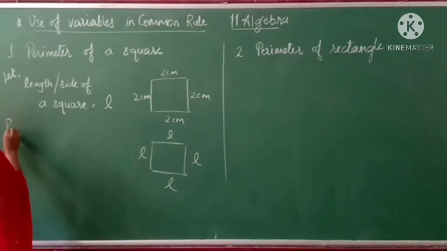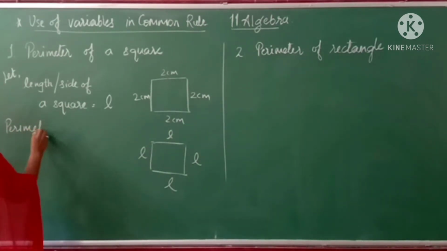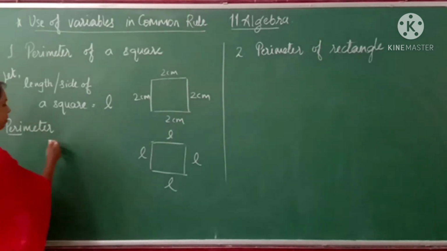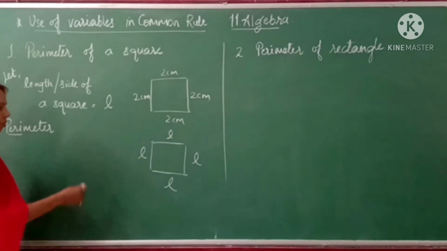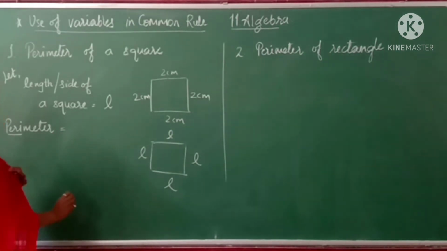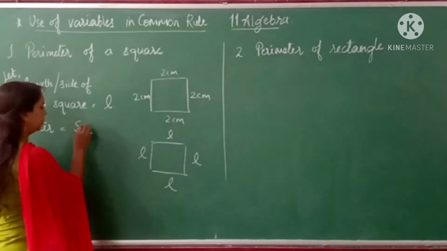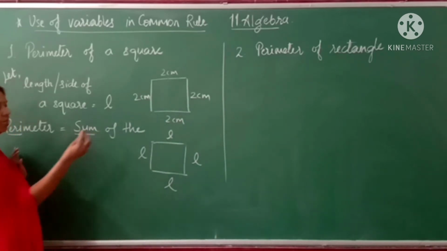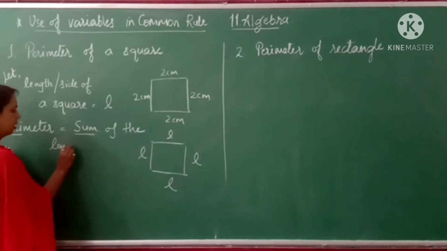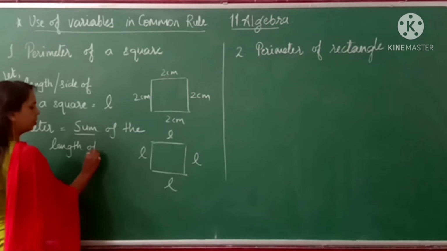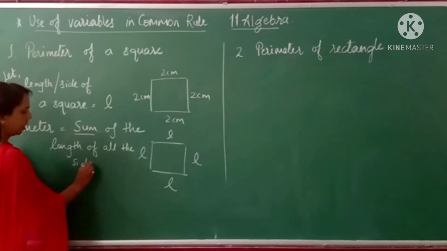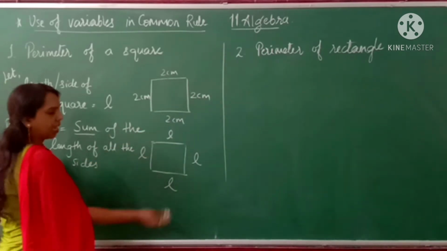Now according to the formula, what do you mean by perimeter? Peri means around, and meter means the measurement, the boundary. So the perimeter rule is the sum of the length of all the sides.